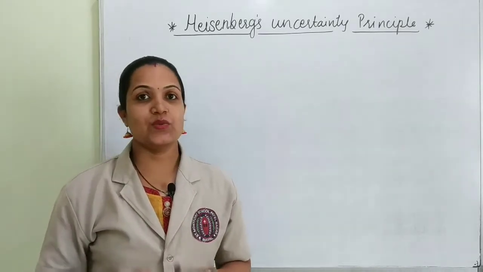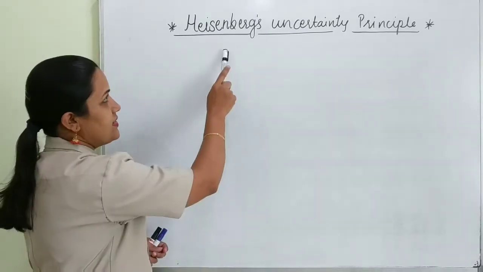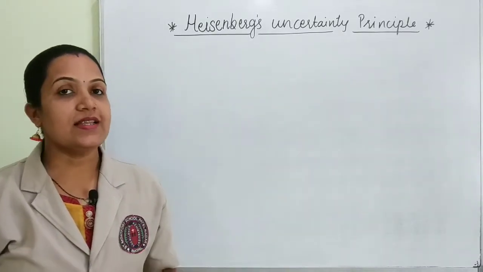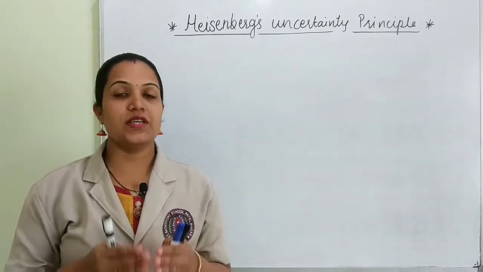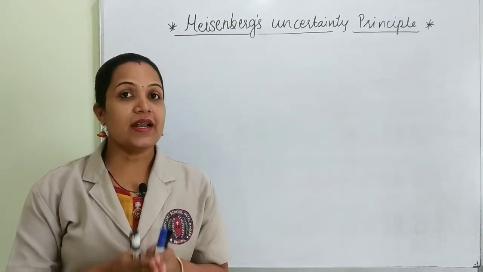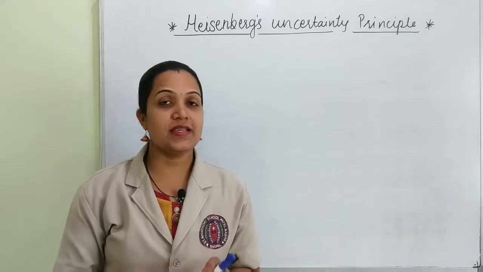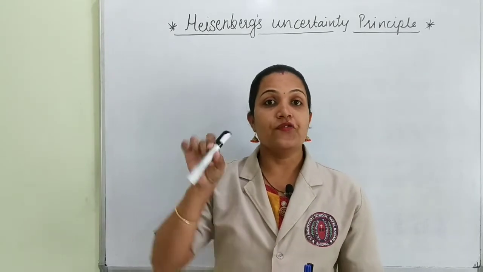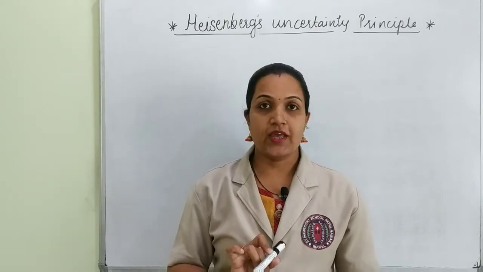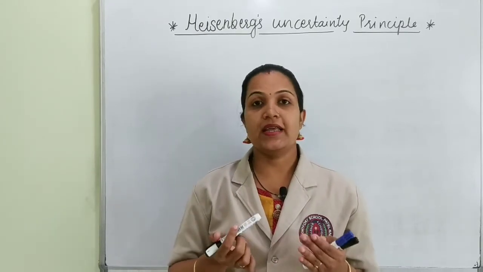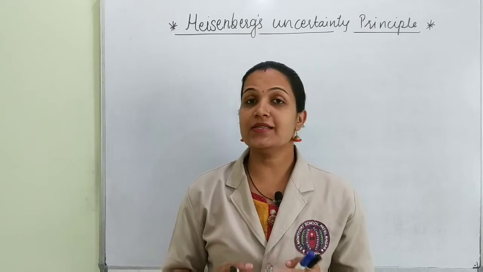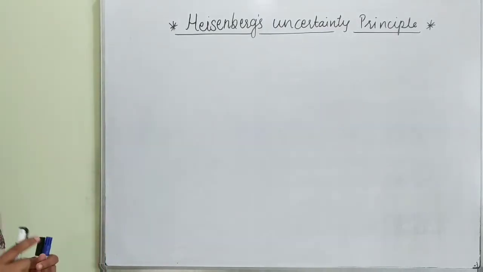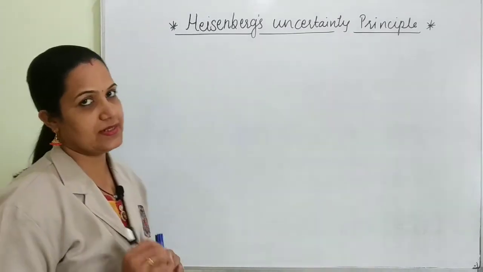And in today's class we are going to study Heisenberg's uncertainty principle. In the last class we studied de Broglie's equation, which says that every material particle has a wave nature, and he explained that by giving his equation. Now let's see what Heisenberg's uncertainty principle says.